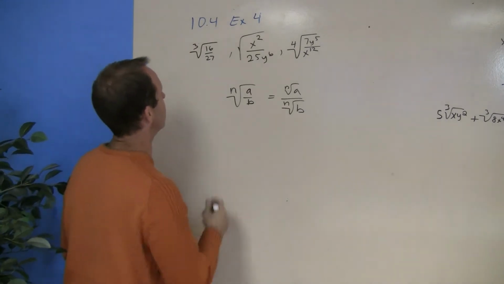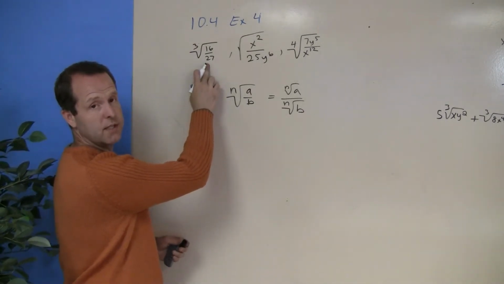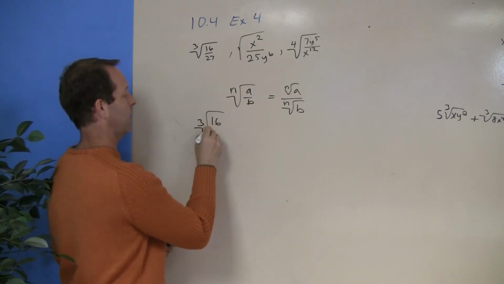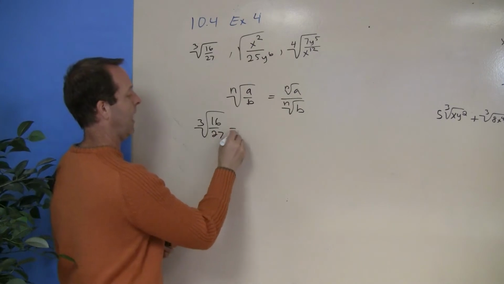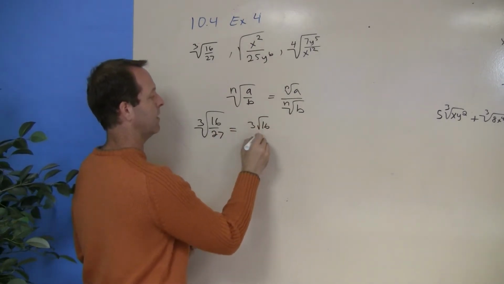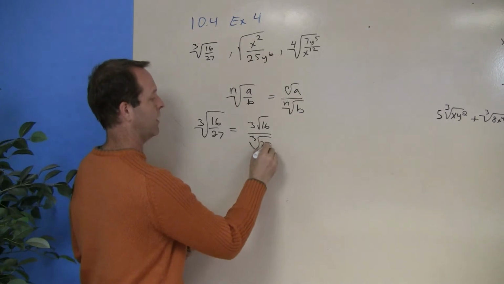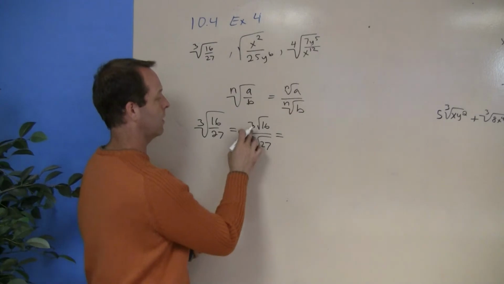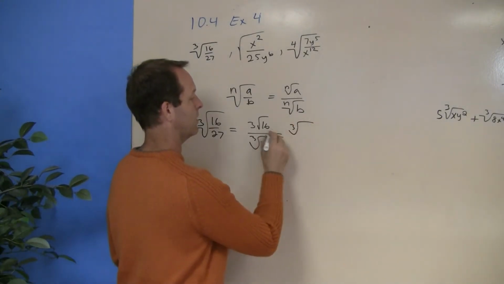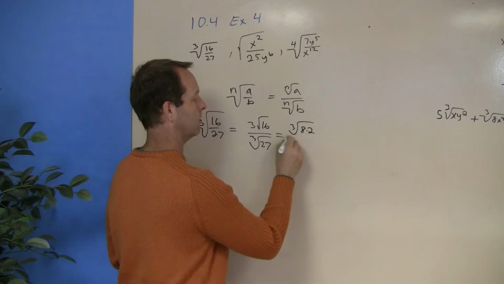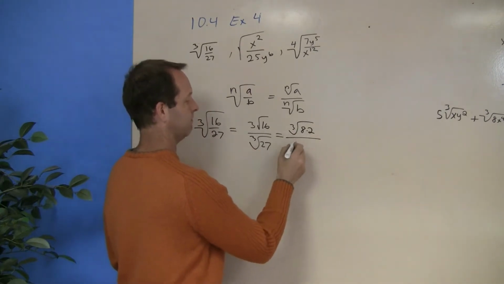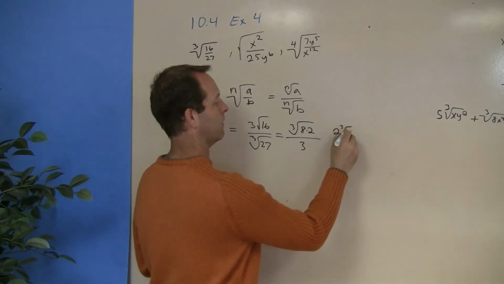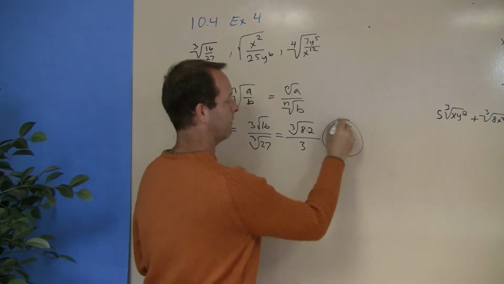Well, how does that apply here? The first one I have is the cube root of 16 over 27. So I can rewrite the cube root of the entire thing as the cube root of 16 over the cube root of 27. And I can reduce it to see if it reduces down. The cube root of 16, well, 16 is a factor of an 8 times a 2. The cube root of 27 is a 3. The cube root of 8 is a 2 with a cube root of 2 left over, all over a 3.